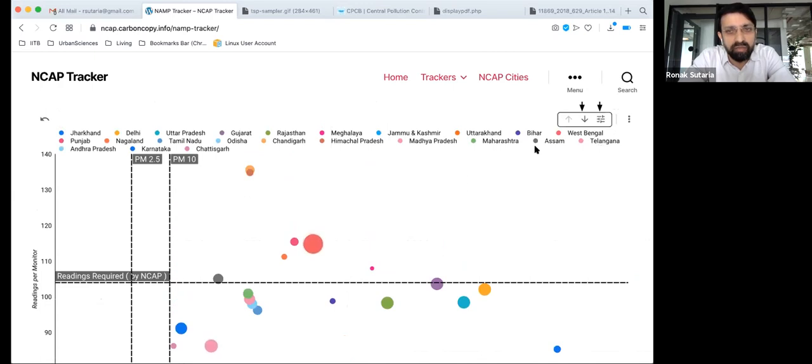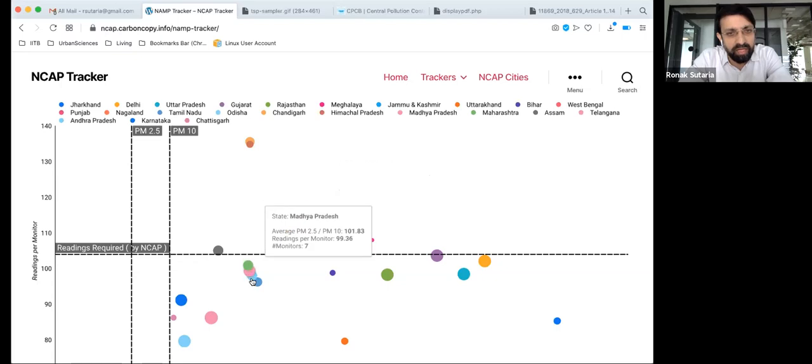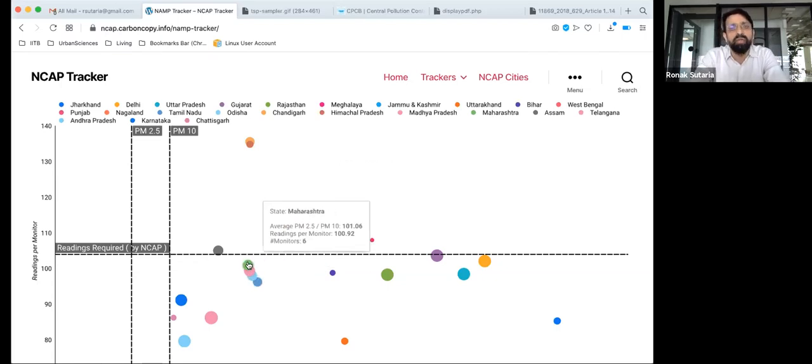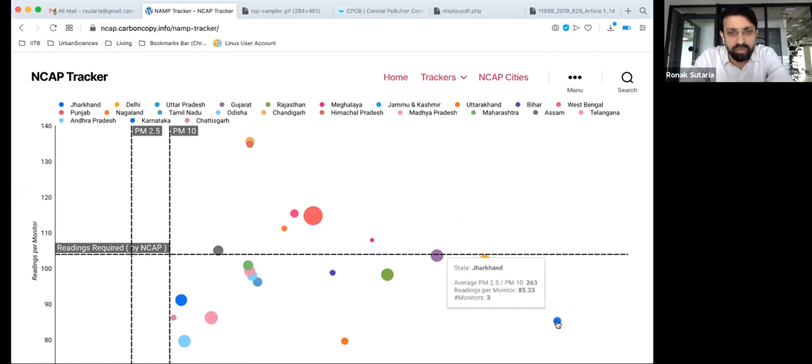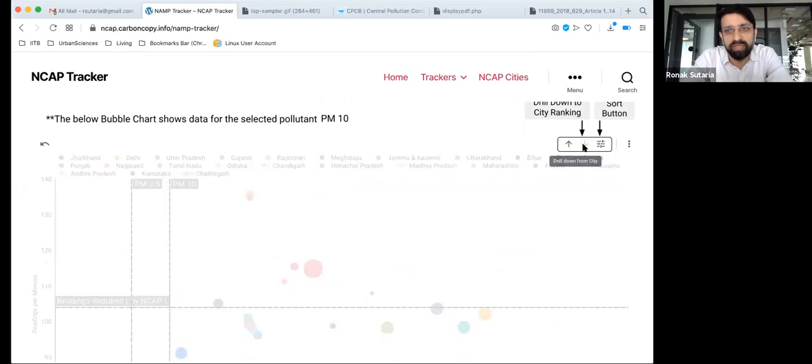We can see here that in terms of states, there are a number of states who've done a good job of running their monitors, West Bengal being one of them, who are running 21 monitors, and they have cumulatively reported more than what is required. But a large number of states have reported a number of readings which is less than what is required. The further to the right a bubble is, the higher the concentration. So Jharkhand over here has 3 monitors, and its average for the year 2018 is 263 for PM10. And you can drill down at the city level also.